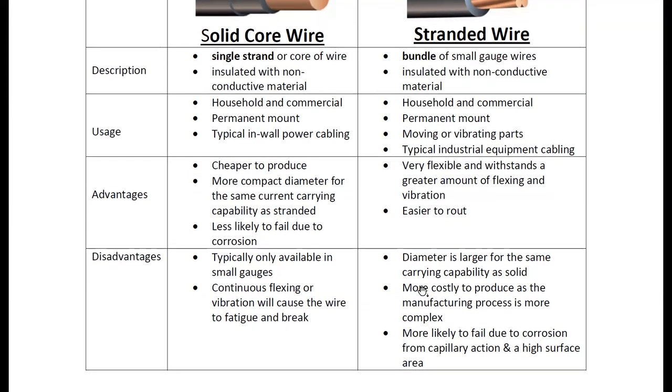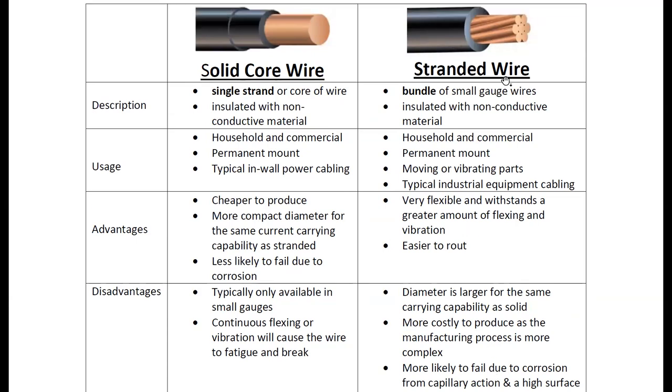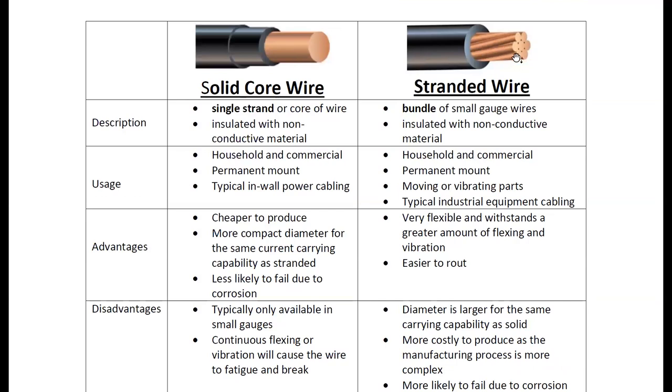Now, disadvantages for the stranded wire: diameter is larger for the same current carrying capability as solid. So we just talked about that. It is more costly to produce as the manufacturing process is more complex. And this one here, the solid core, might fail due to vibration or flexing. Now, the stranded is more likely to fail due to corrosion from the capillary action and a high surface area. So it is more prone to fail due to corrosion because more area is exposed than the solid core.